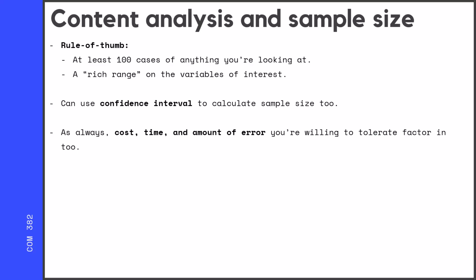So in terms of the sample size, rule of thumb guidance is at least 100 cases of anything that you're looking at. So if you're looking at 1970s teenage girl advertisements, you got to have at least 100 of them. And you need a rich range on the variables of interest. You can also use a confidence interval to calculate sample size too, but that can be really hard if you don't know your entire population. And of course, as always, the cost of doing it, the time, and the amount of error you're willing to tolerate factor into decisions about sample size.